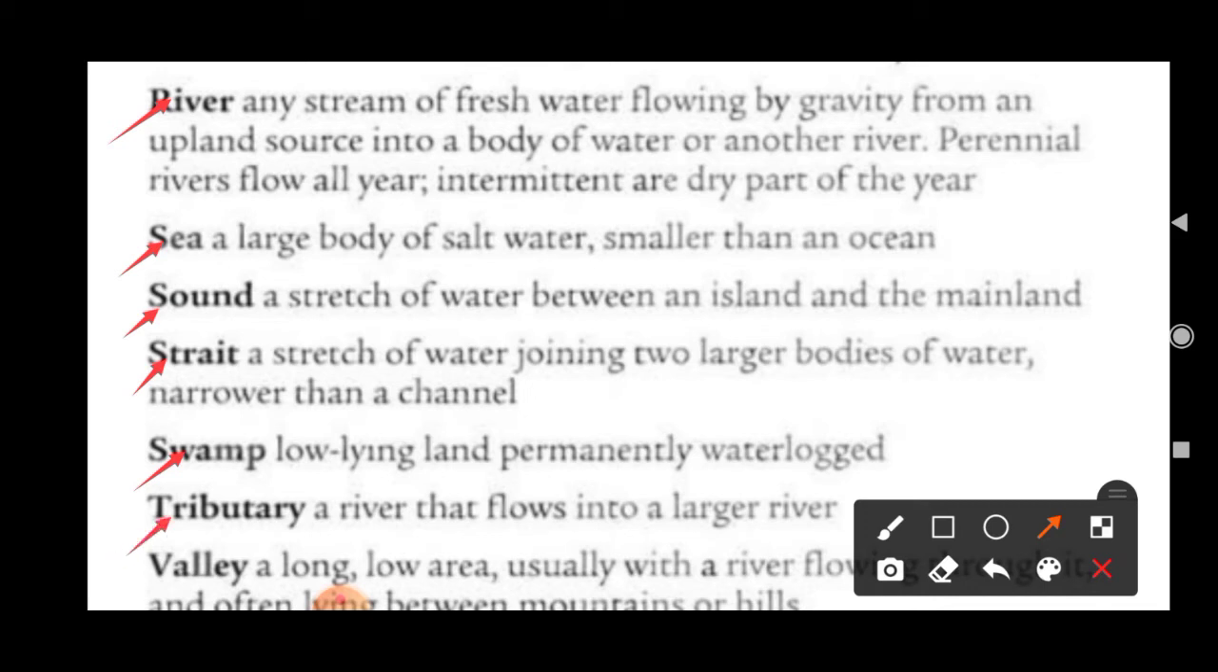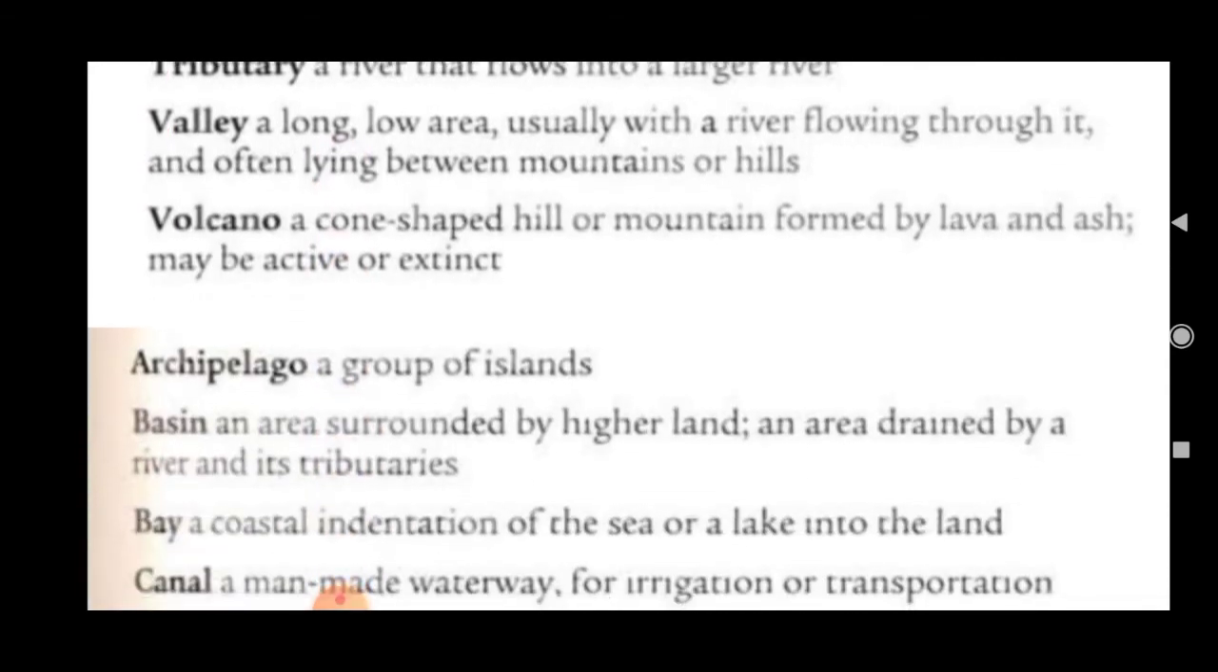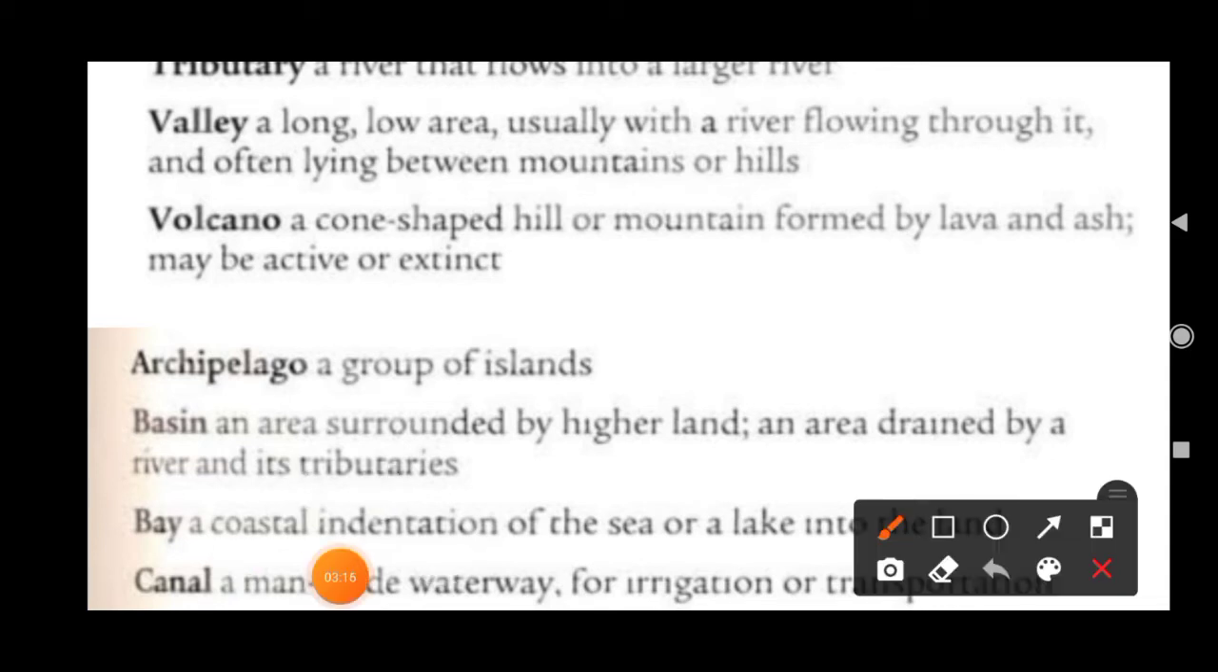And the next word is tributary. A river that flows into a larger river, which is called a tributary. That means a river helping the main river. And the next word is valley. A long low area, usually with a river flowing through it, and often lying between mountains or hills.